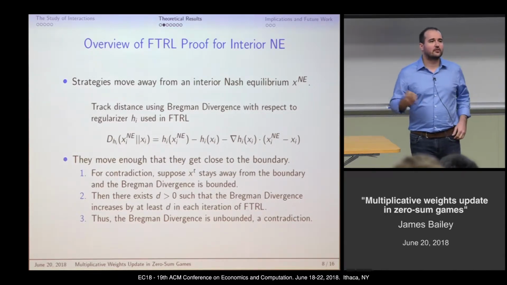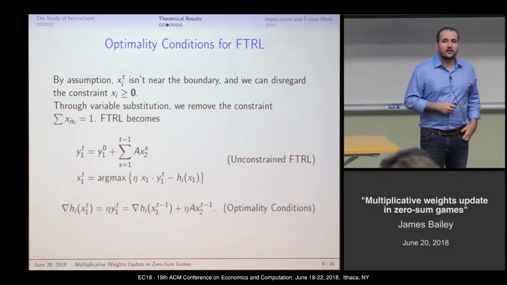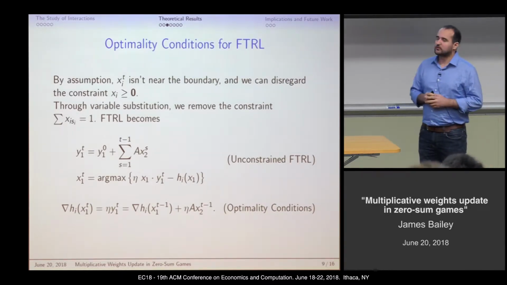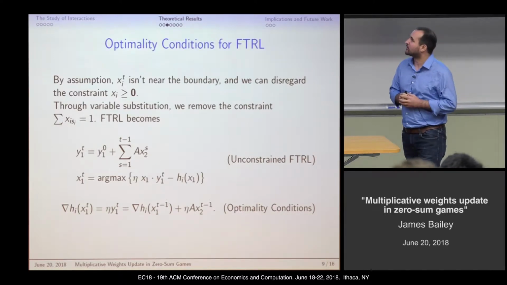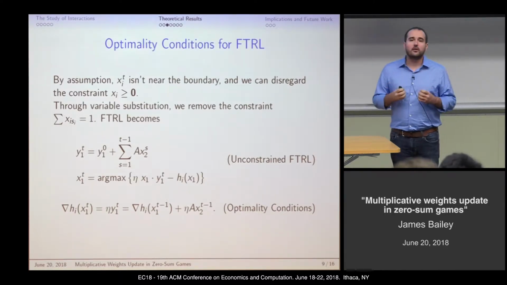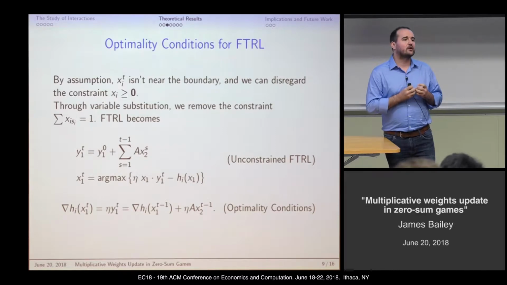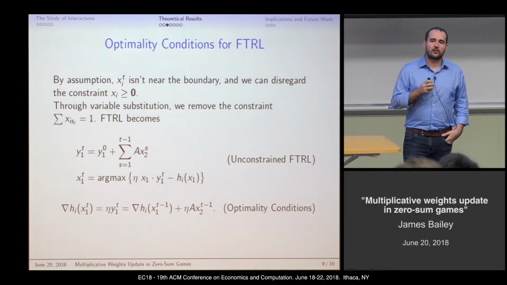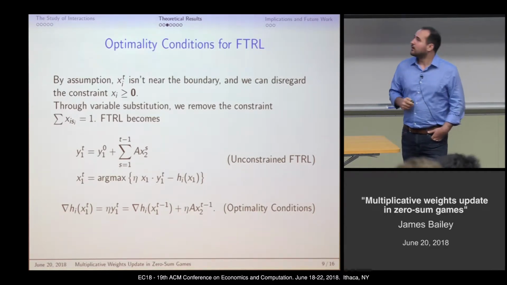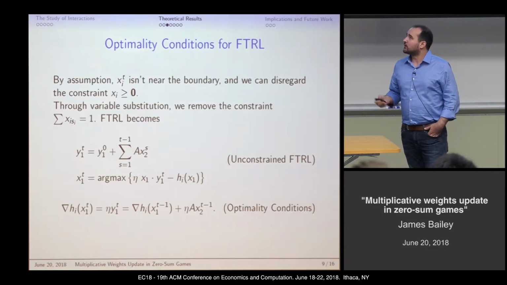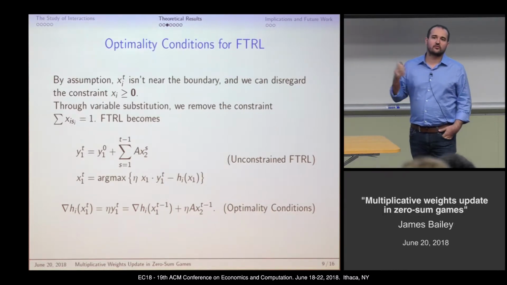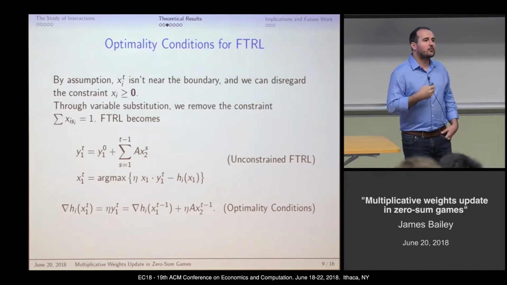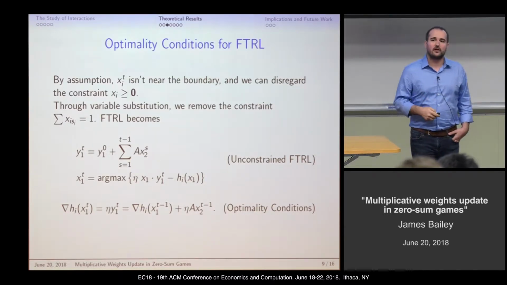We'll go through some of the technical details. The first thing: we're going to assume that it doesn't get close to the boundary, for contradiction, which is going to be the final part of the proof a little bit later on. Since we don't get close to the boundary, we can ignore the boundary constraints when solving this optimization problem. We can ignore the non-negativity constraints of those probability vectors and make our problem unconstrained. We'll also do a substitution: we'll get rid of the constraint that the sum of the variables equals 1 by removing one of our variables. We end up with an unconstrained optimization problem that's fairly easy to solve.